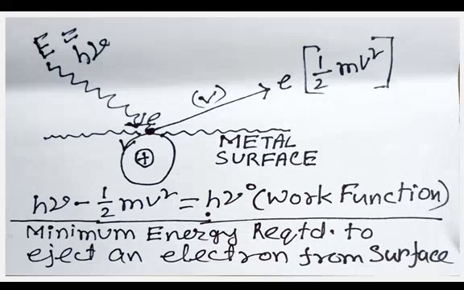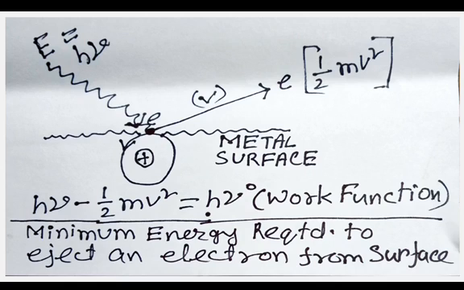So, here is the picture from the previous video. If h nu is the energy of the incident photons and half m v square is the kinetic energy of the photoelectrons, then if we subtract the kinetic energy from the energy of the incident photons, there is an energy which is required to eject the electrons out of the metal surface. That energy is called the work function. So, the work function is a threshold energy, which is the minimum energy required to eject an electron out of the surface of a metal.